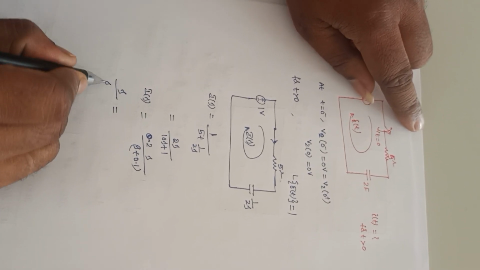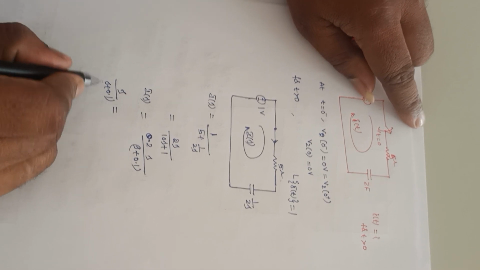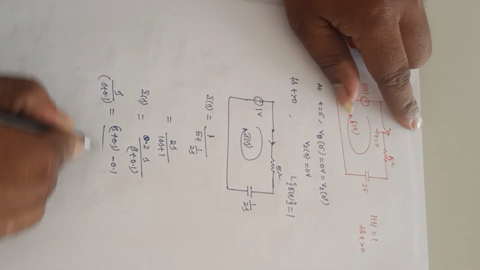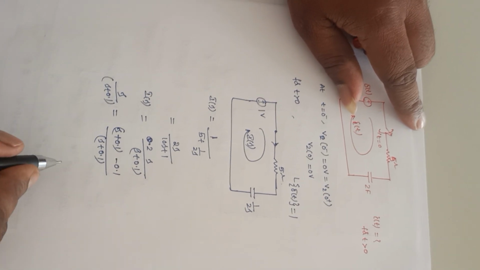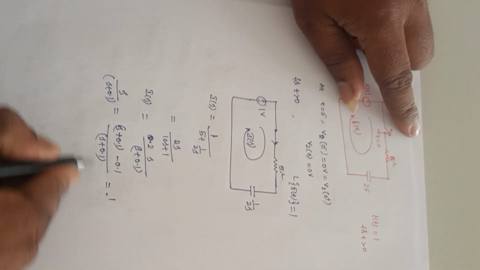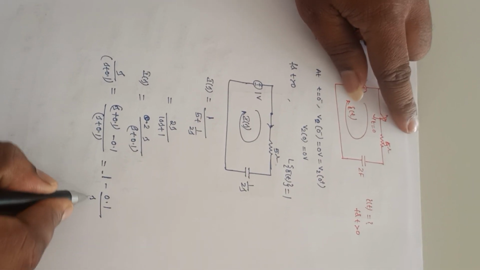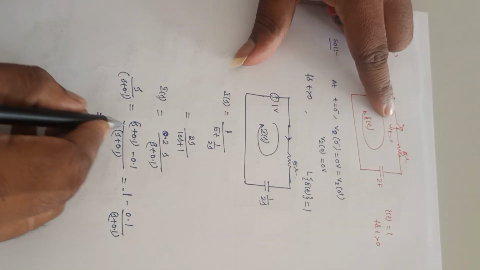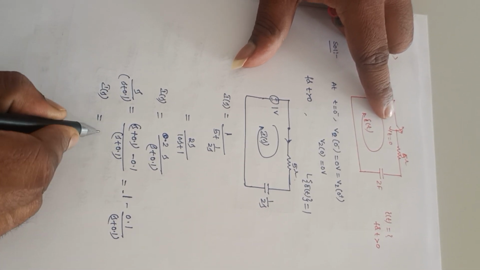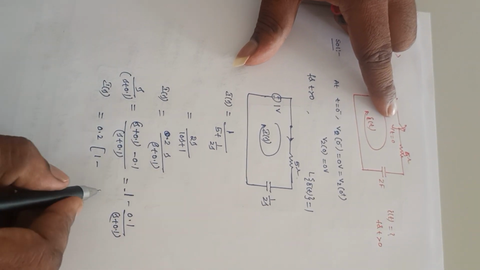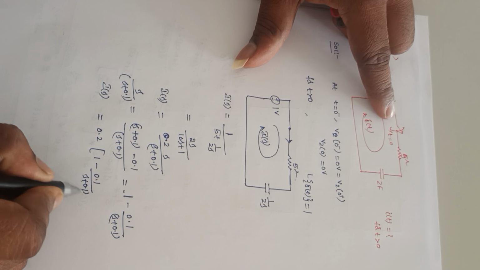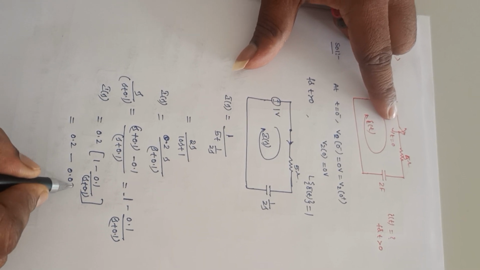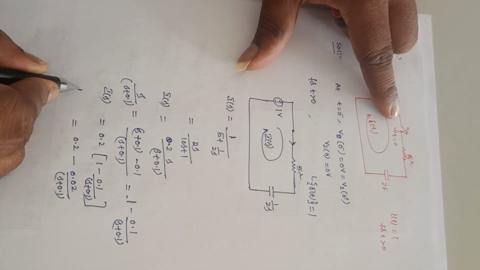So this s divided by s plus 0.1, I can write as s plus 0.1 minus 0.1 divided by s plus 0.1. So the same thing I can write like this: 1 minus 0.1 divided by s plus 0.1. So here for I of s, it is 0.2 into 1 minus 0.1 divided by s plus 0.1. So it is 0.2 minus 0.02 divided by s plus 0.1. So this is I of s.